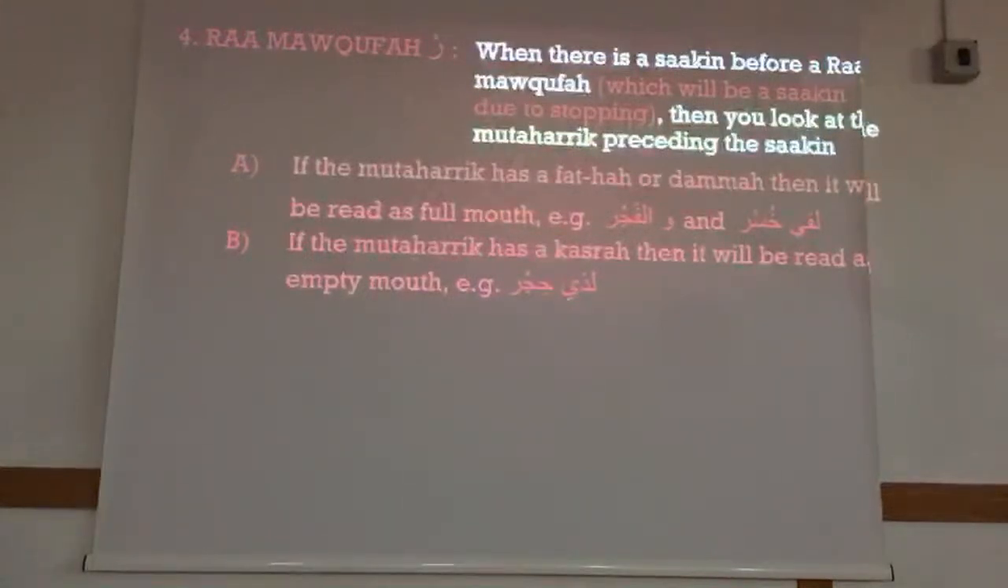So la fi khusr. Everyone read it after me. La fi khusr. Again, la fi khusr. Okay, so this rule was very simple, yes? All you do, look at the letter before, the letter before the sakin, and if it's a fatha or a dhamma, it's full mouth, and if it's empty, so in this example that we have, lidhi hijr, okay?